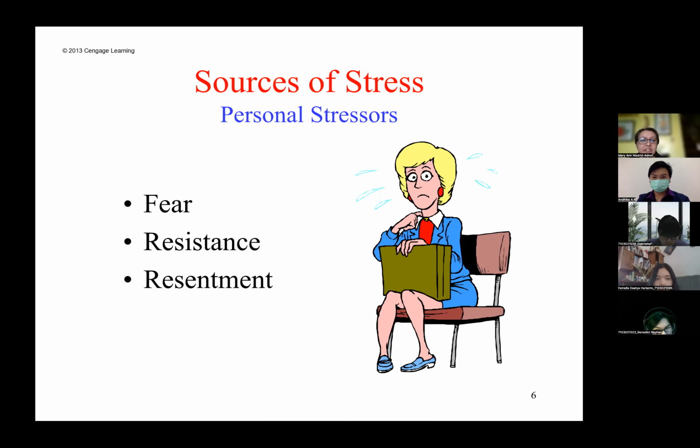So fear, resistance, resentment, these are also personal stressors that can affect the level of stress. Meaning to say, the more fear, the higher the resistance, the higher the resentment, the higher would be the level of stress for these individuals.